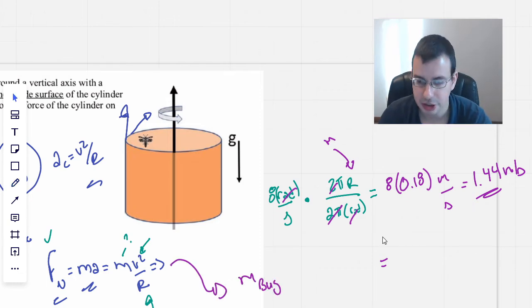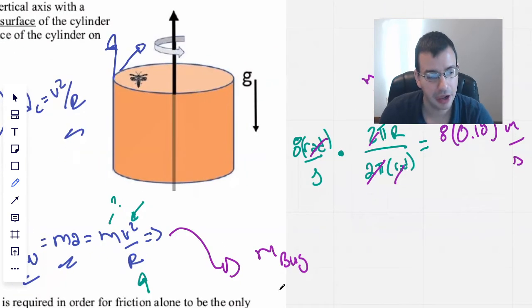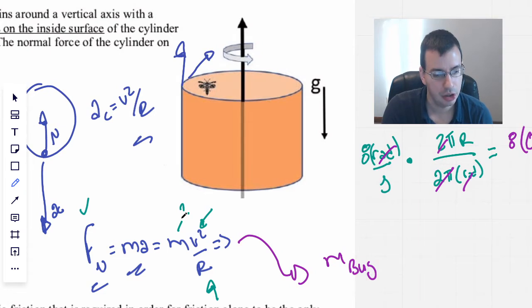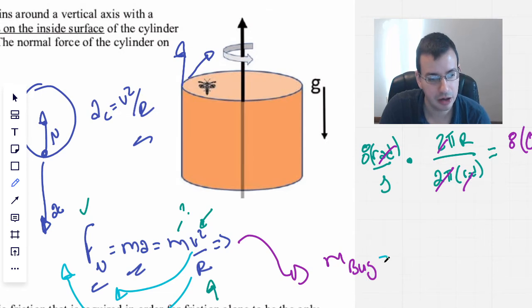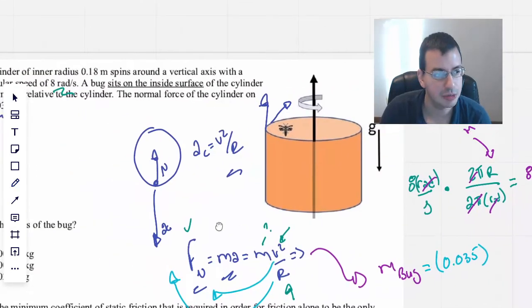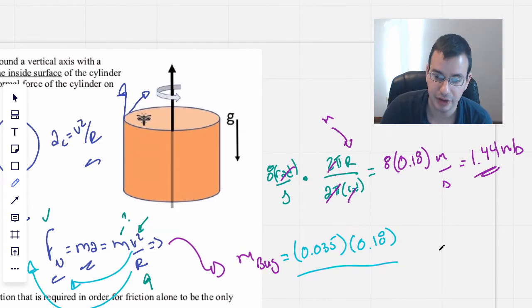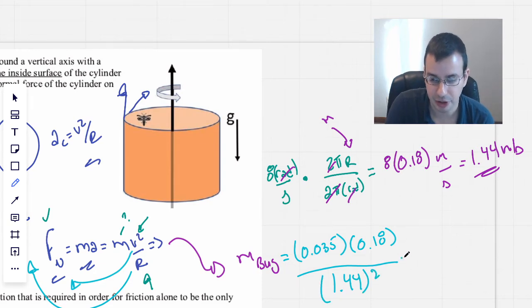So we can switch this around to solve for the mass of the bug. Looking at this equation, we move velocity squared down and radius up, and we have 0.035, which is the force normal, times the radius, 0.18, all divided by the velocity squared, which is 1.44 squared. The velocity is 1.44, and we square it because that's part of the equation.